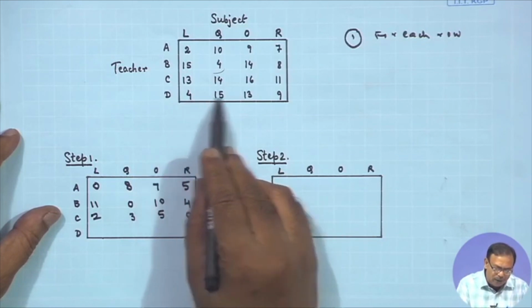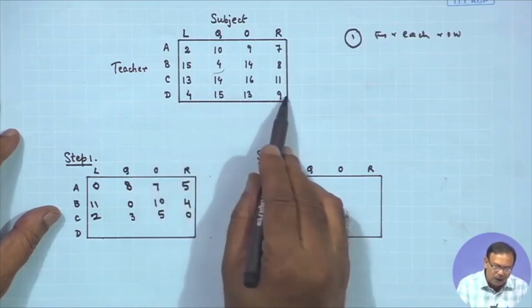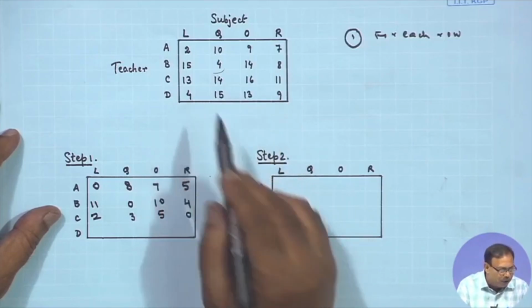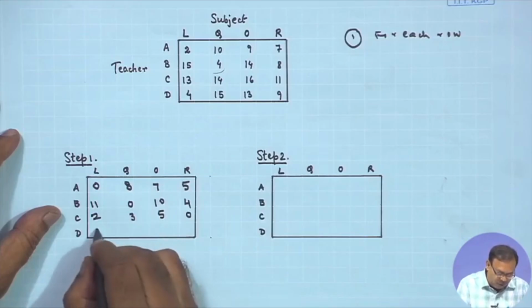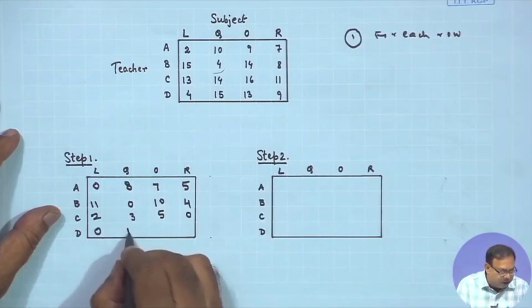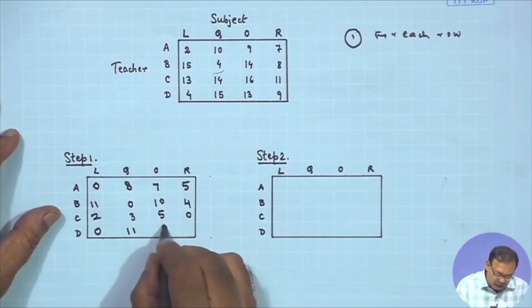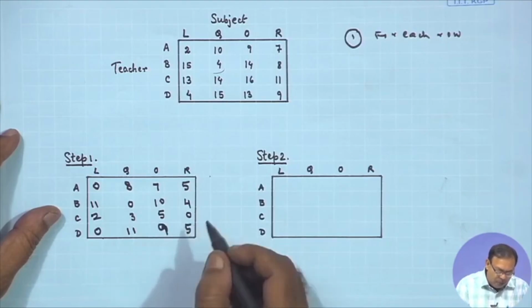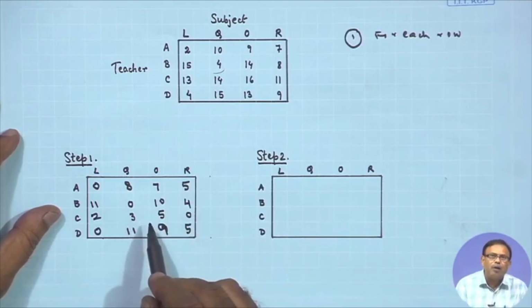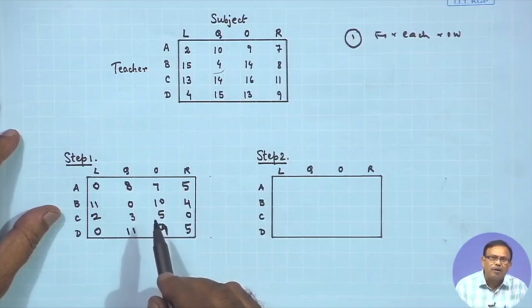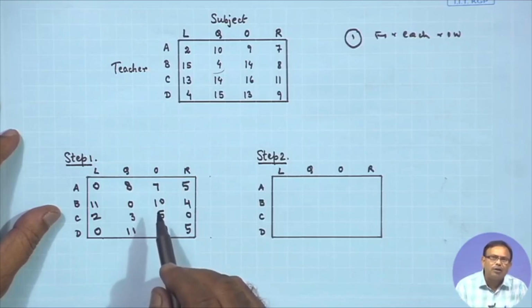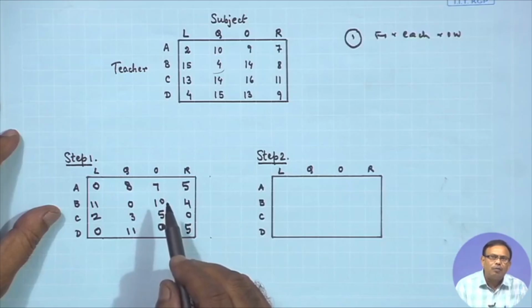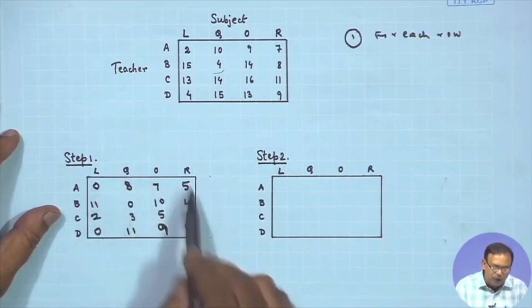Then in the fourth row, the minimum element is 4. So, subtract 4 from all elements, and you will obtain 0, 11, 9 and 5. Please note that in step 1 what you are doing is subtracting the lowest element of each row from the elements of that row, this way.